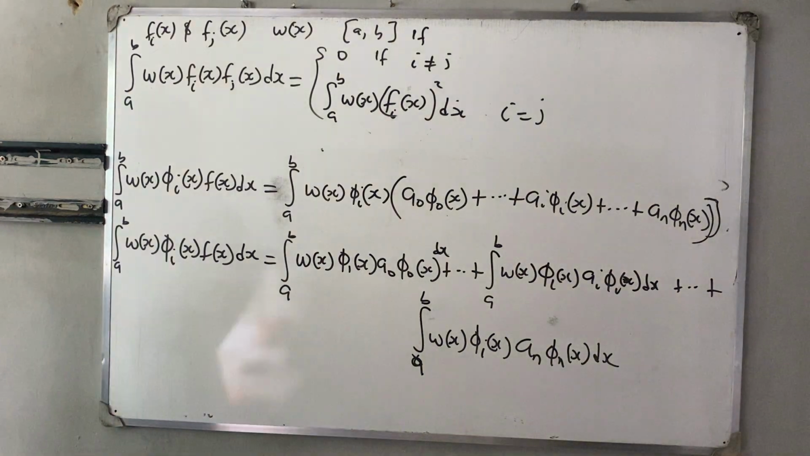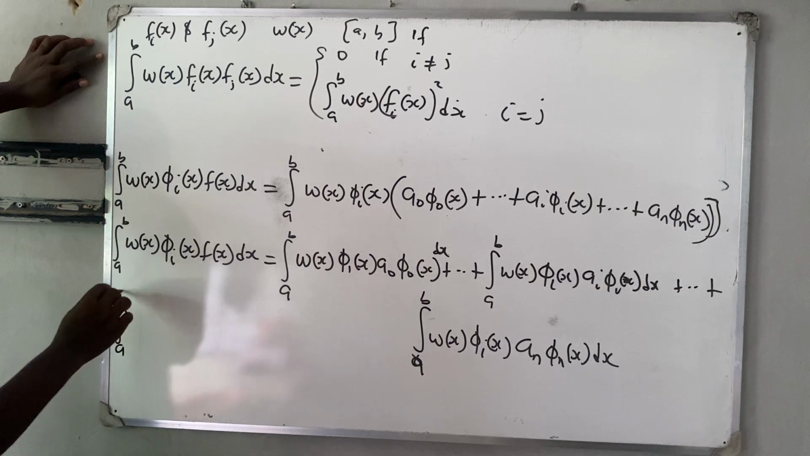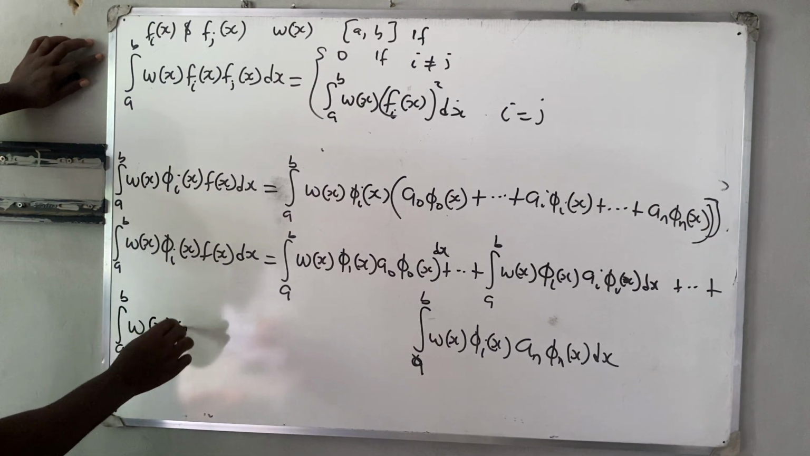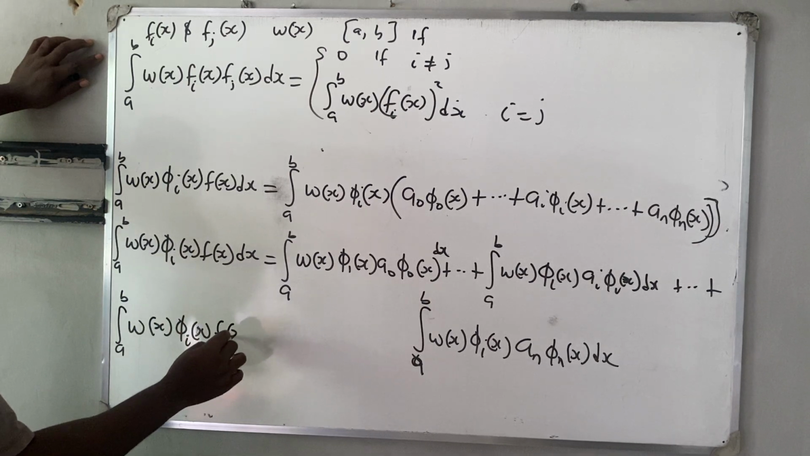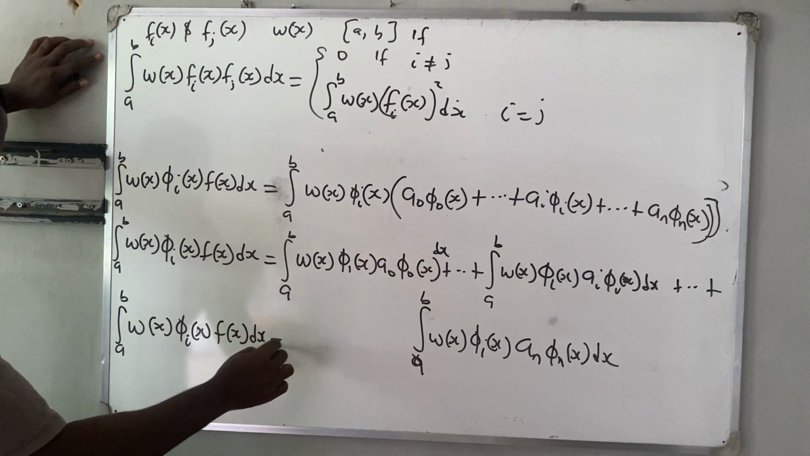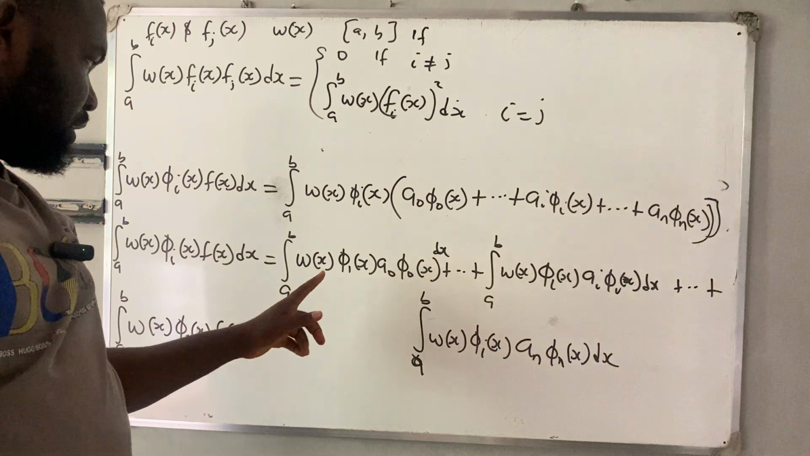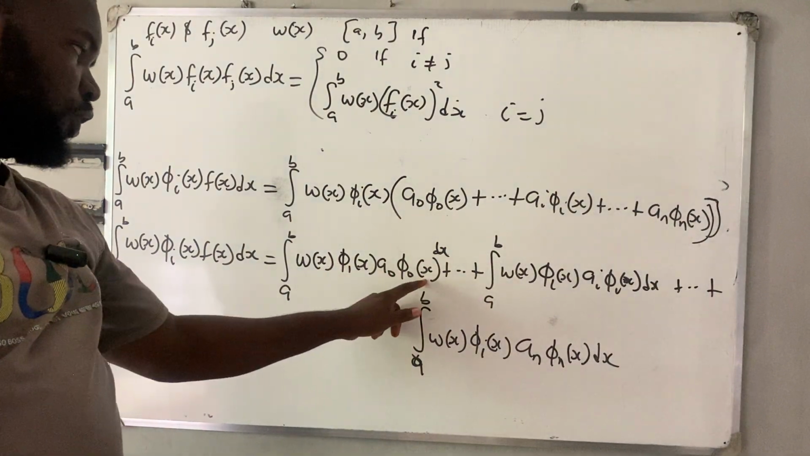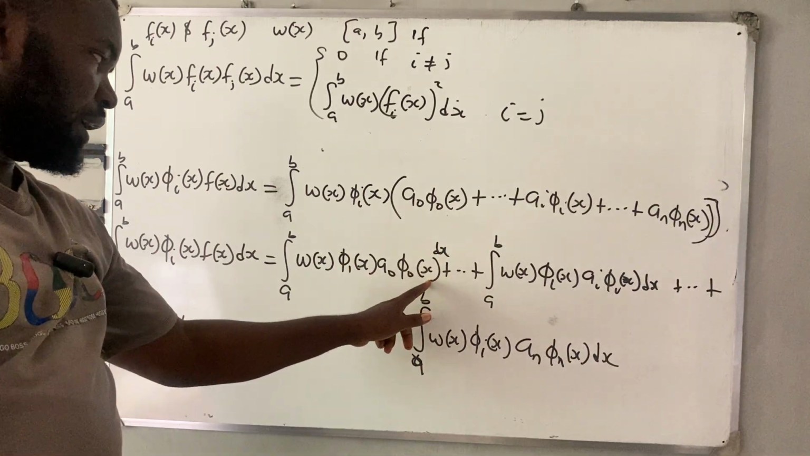So why am I saying this? Look at the reason I'm saying it. Let me leave this one the way it is. The integral from a to b of w of x, phi_i of x, f of x dx will be equal to, look at what is going to happen here. These are the two functions I'm looking at. This is just a constant, and this is just a constant.